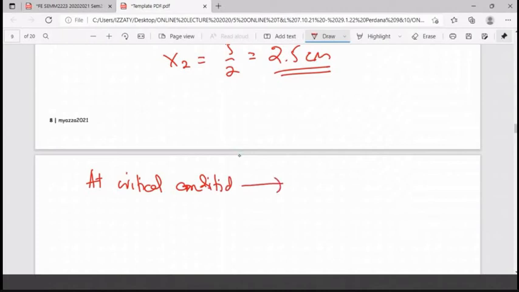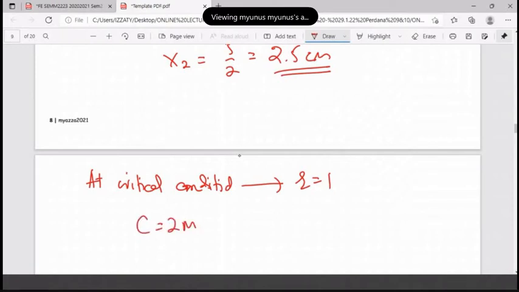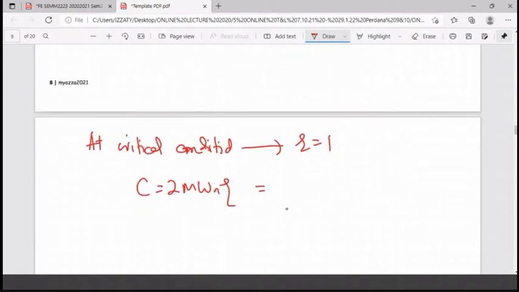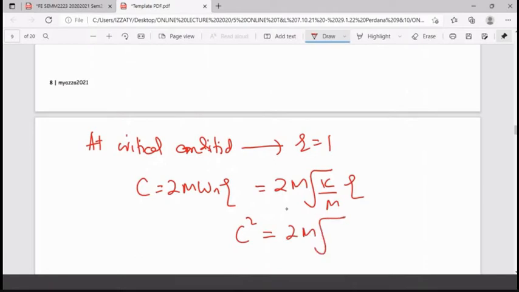What do you understand by critical condition? Anyone? Correct, zeta equal to 1. So remember, C is equal to 2m omega n zeta, isn't it? It can also be in the form of 2m, omega n is square root of k by m, correct? Times zeta.